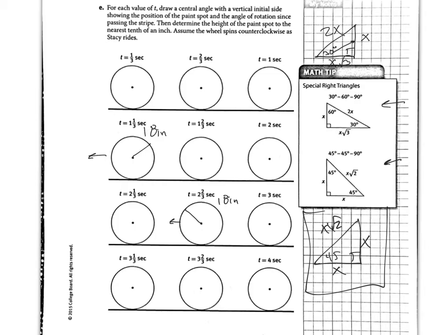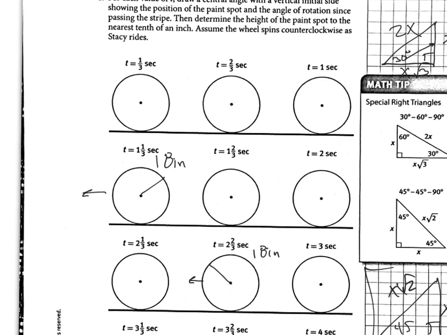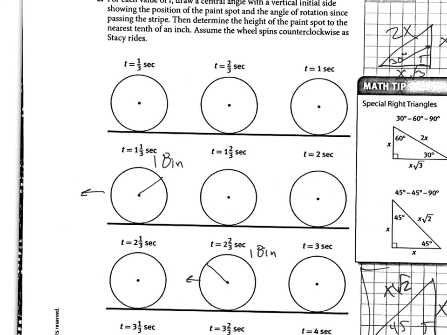So these pictures are going to be a little bit tiny, so I'm going to make this a little bit bigger. So if we think about 1/3 of a second, 1/3 of a second is going to be 30 degrees, right? So we know that that's 30 degrees. Every 1/3 of a second is 30 degrees. And so this will be 60 degrees and so on.